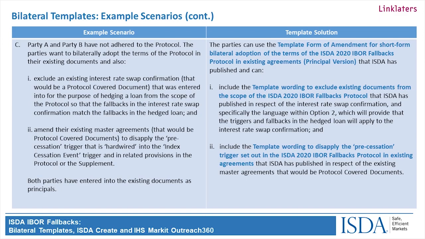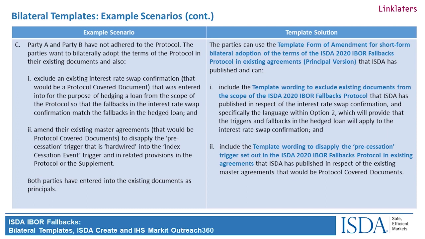They also, when applying the new fallbacks to their legacy transactions, want to disapply the pre-cessation trigger. And as we've mentioned on a prior webinar and as Deepak just covered, the pre-cessation trigger is for LIBOR rate options, so references to LIBOR in documentation, and it provides for a move to the fallback rates if the UK FCA determines that LIBOR is non-representative, even if LIBOR does not cease at that time. So in this case, Party A and Party B do not want to move to fallbacks at that time. They instead want to move to fallbacks only if a permanent cessation of LIBOR occurs.